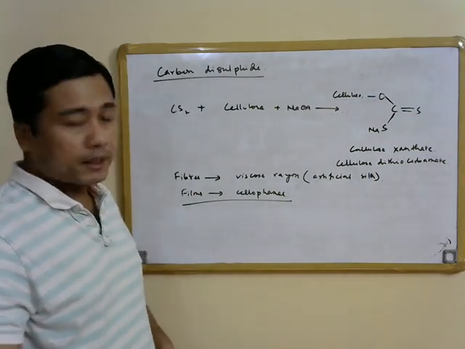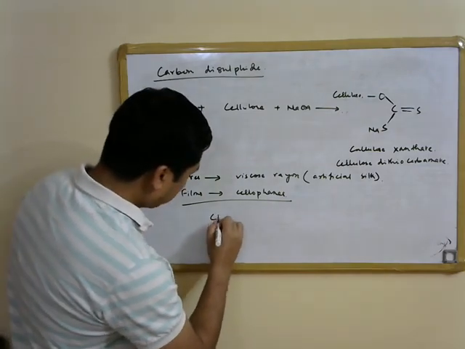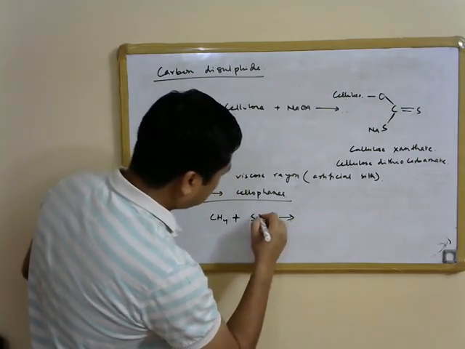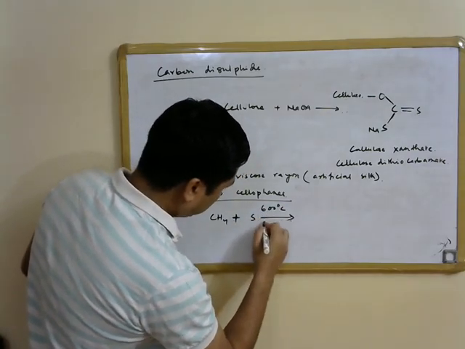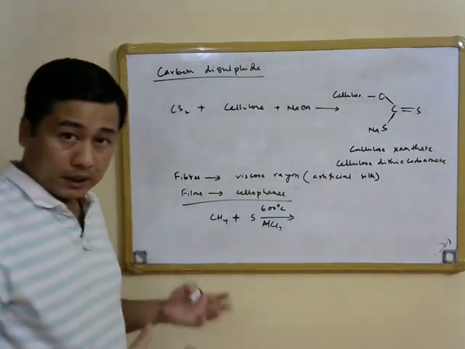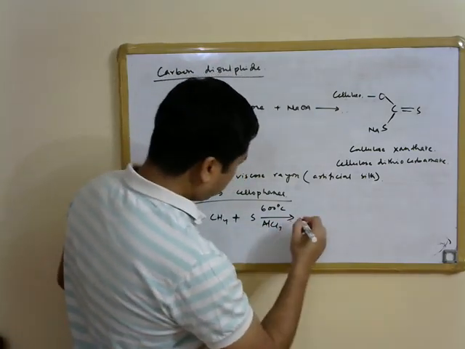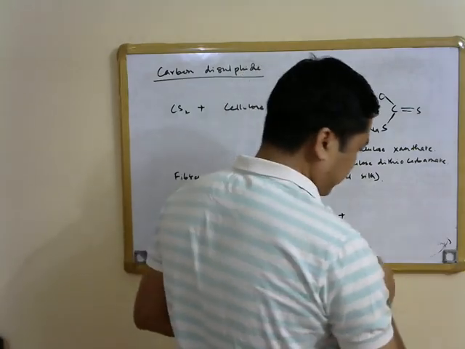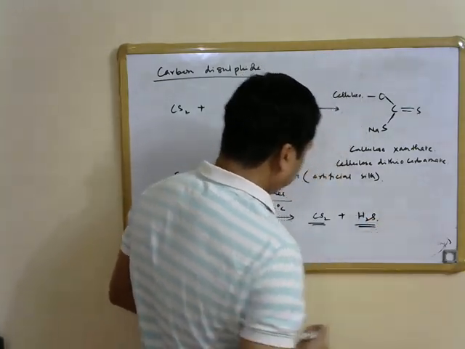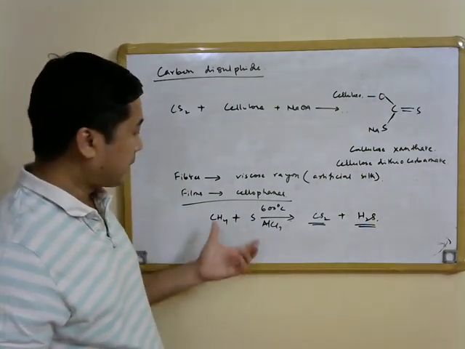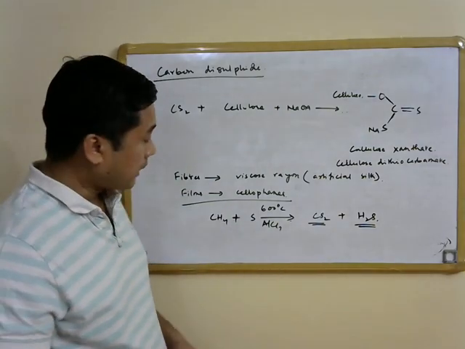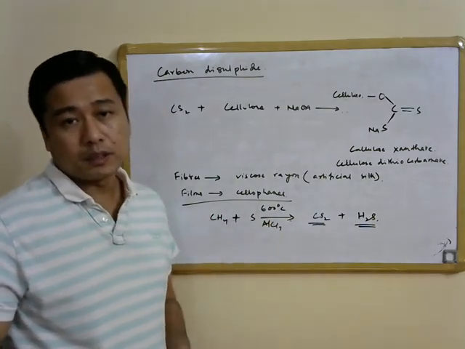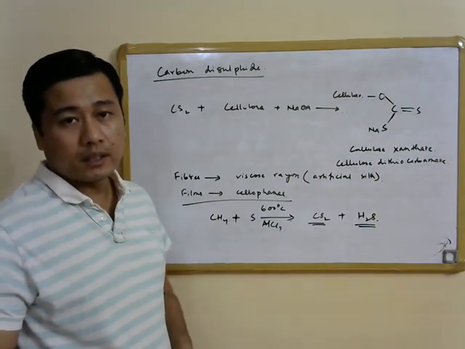So for the preparation of carbon disulphide, one can take methane and react it with sulfur at high temperature, around 600 degrees Celsius, using aluminum chloride or silica as the catalyst here, and one can prepare CS2. H2S is also formed as a byproduct in this reaction. So this is how one can prepare carbon disulphide, and the structure of carbon disulphide is a linear compound, similar to the structure of carbon dioxide.